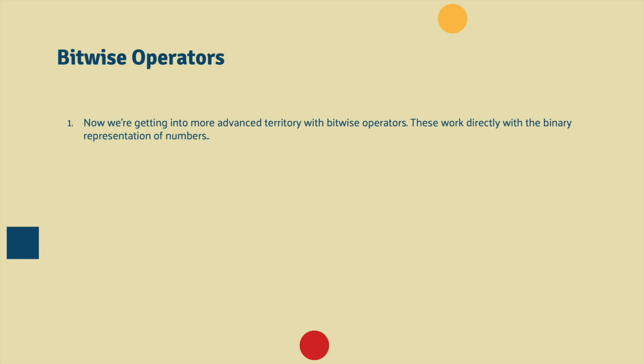Now we're getting into more advanced territory with bitwise operators. These work directly with the binary representation of numbers. The bitwise operators are bitwise AND, bitwise OR, bitwise XOR, and bitwise NOT.